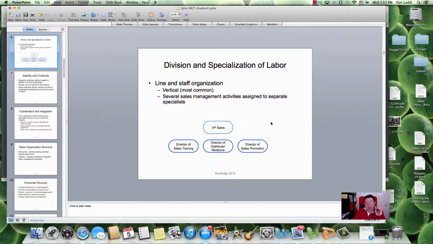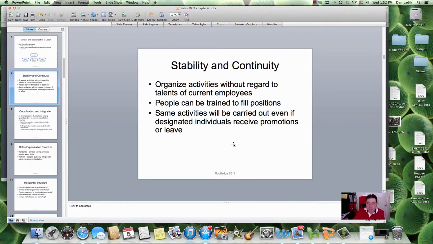Now we could have some kind of a line, this is pretty common too, where we have a VP of sales and then we have some kind of director of training, director of distribution relations, director of sales promotion. All three of these report to the VP of sales. But what this is not showing is, okay, where are the salespeople? Because the sales director helps with training, reports to the VP of sales, but doesn't direct the sales force. And maybe this is part of the sales force here, and these guys help here, but there's no arrows going here too, as well.